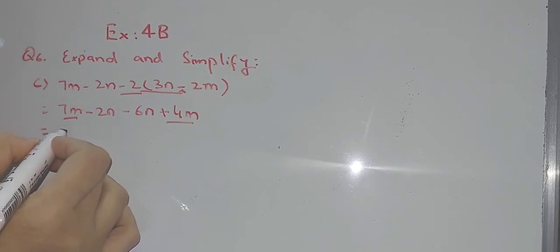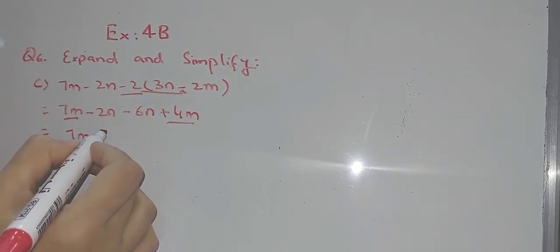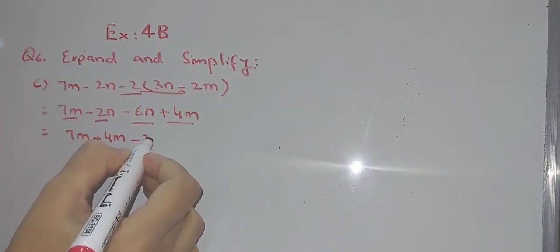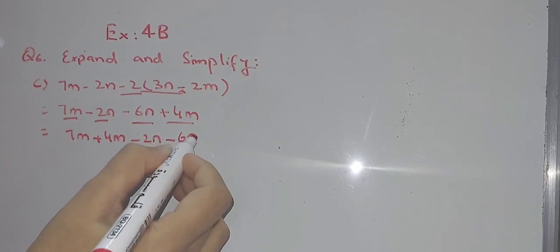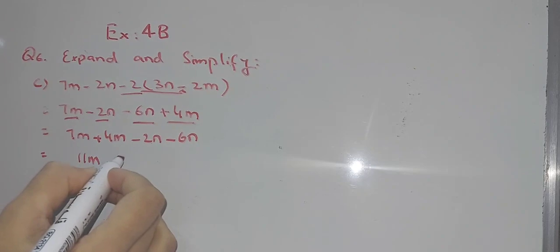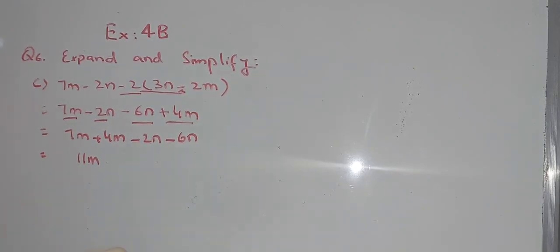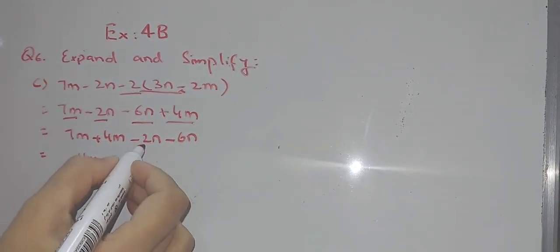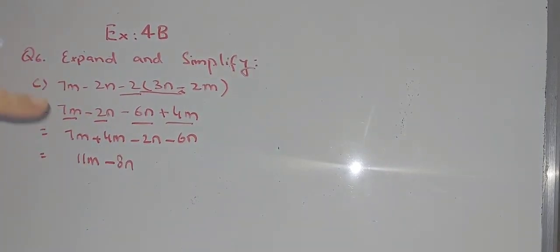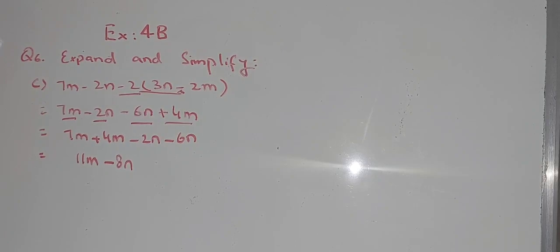7m plus 4m, then minus 2n minus 6n. So it will become what? 7 plus 4, 11m. Minus again, we have to add. It will become 8n, and the sign is minus. Why? Because for minus we go for addition, but the sign is negative with the answer. So the simplified form of part C is 11m minus 8n.